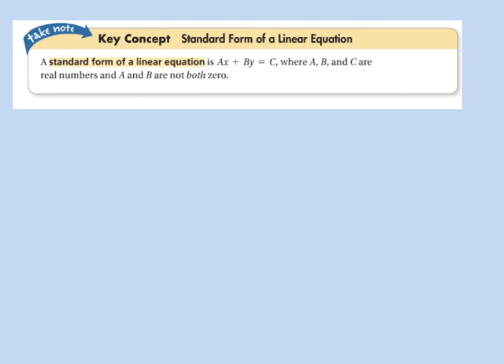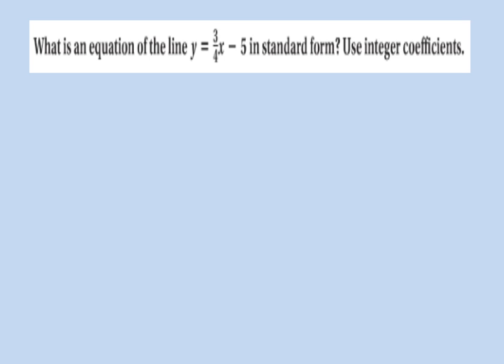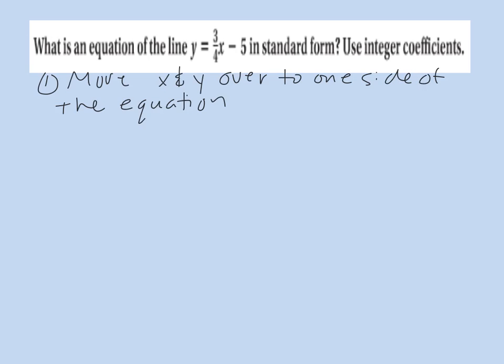Then we have our standard form. Standard form is when we have ax plus by equals a number, where both a and b are not zeros. We use standard form a lot when we're looking for the x and y intercepts. What is the equation of the line in standard form? Your first step should be to move x and y over to one side of the equation. If this will be difficult for you, you should be writing out these steps as a reference.